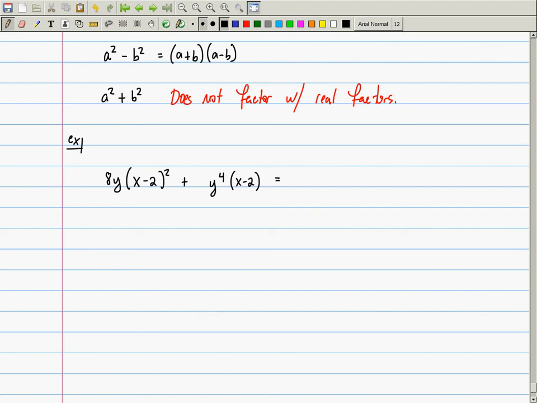So what do you think? Yes, you can factor out a y, right? Because if you look at the expression, the first one has how many y's? It has one y. And the second one has how many y's? 4. So how many can you factor out? One of them, because that's the smaller of the two. So the next expression has an x minus 2. But how many does it have? The first one has 2 of them. The second one has how many? 1 of them. So which of the two is less? 1, right? So you can factor out 1 y, and you can factor out 1 x minus 2.